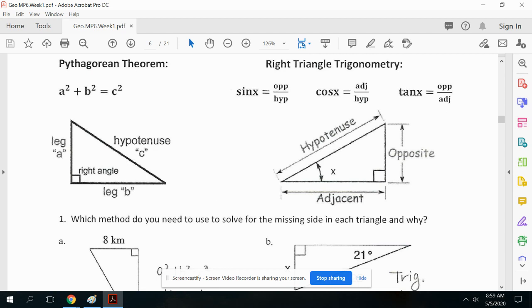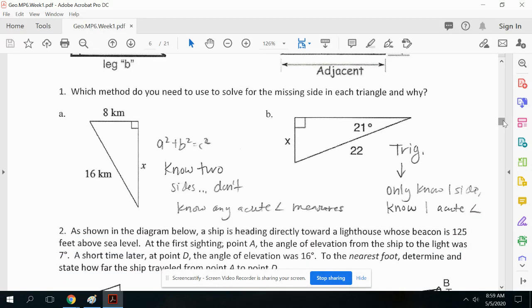So working with right triangles, we talked about two main ideas this year: the Pythagorean theorem, which helps us find side lengths, and trigonometry, which helps us find side lengths or angle measures. So both are listed here: a squared plus b squared equals c squared for the Pythagorean theorem, and sine, cosine, tangent, and their associated ratios for trigonometry.